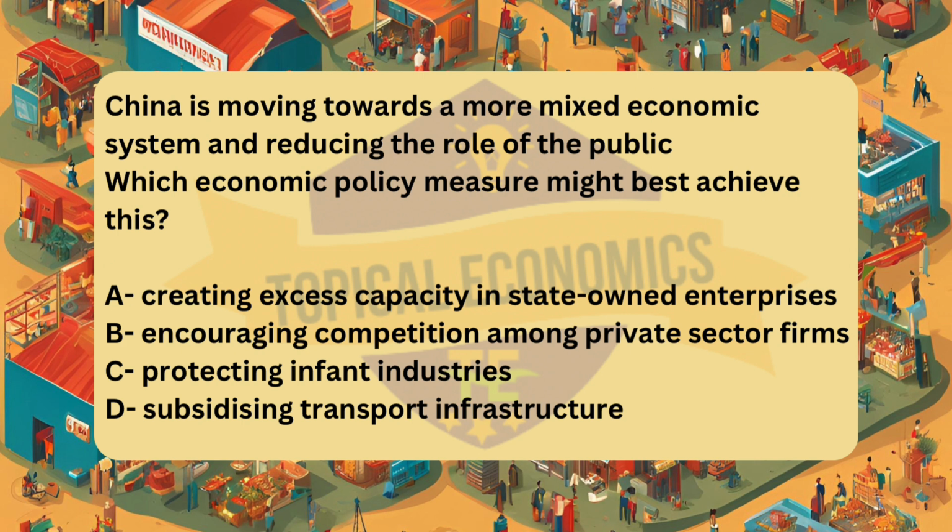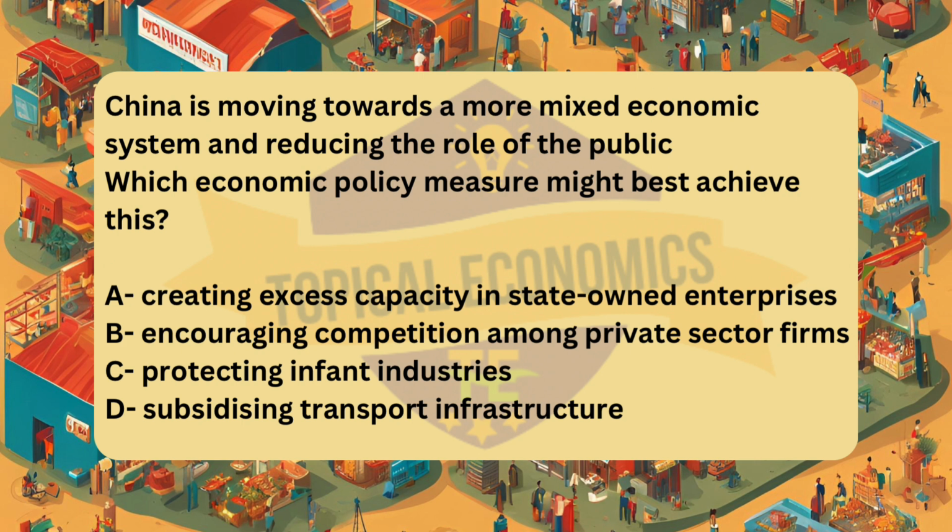By fostering a competitive environment, the government can encourage private firms to thrive, which reduces the reliance on state-owned enterprises, SOEs, and allows the market to play a greater role in determining production, pricing, and resource allocation. This aligns with the goal of reducing state intervention in the economy and encouraging private sector growth. In contrast, the other options would either increase the role of the state or not be as directly relevant to the goal of transitioning to a mixed system.